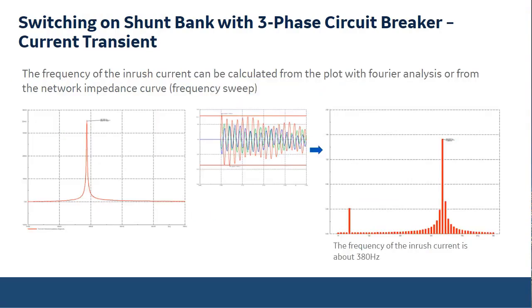When we have done the calculations, we can make the impedance curve calculation from the frequency sweep, or from the transient curve we got, we can do the Fourier analysis, and we will also get the same frequency. So the frequency of the inrush current in here is about 380 Hertz. Okay.